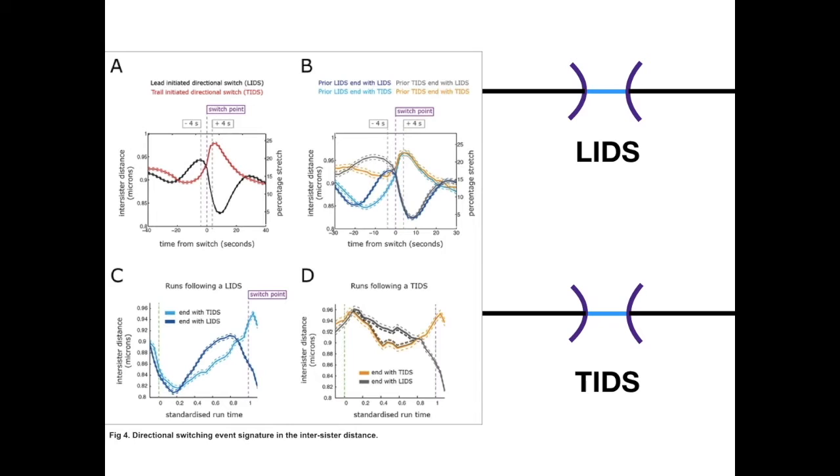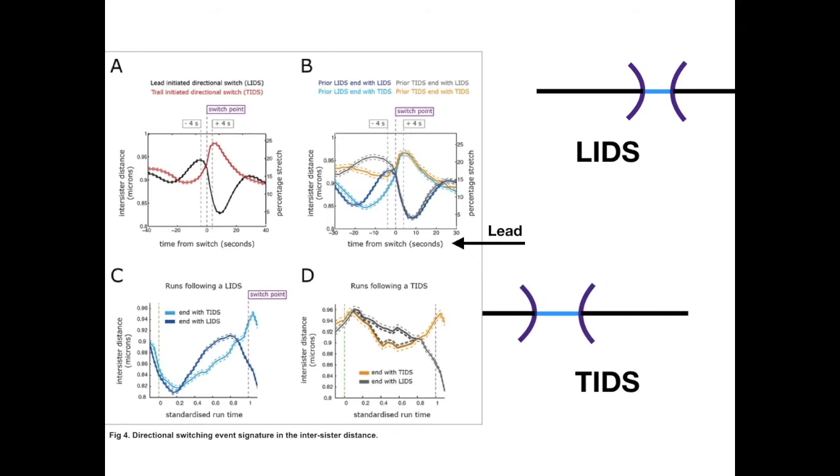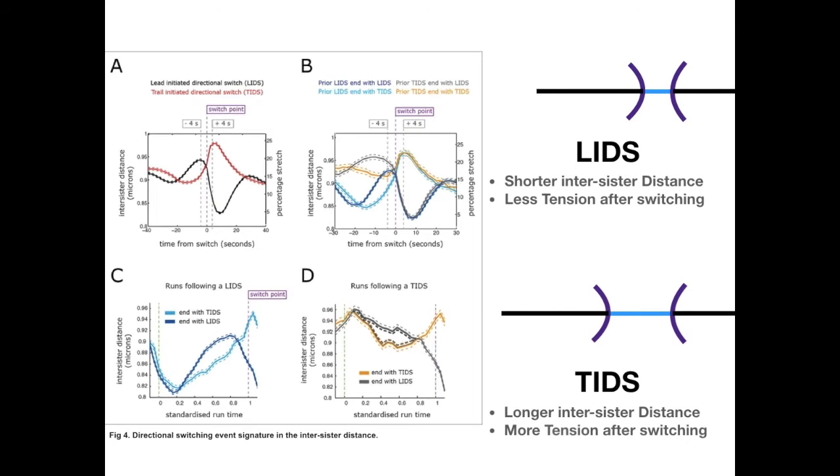Then in figure 4, they show that when the leading sister changes first, there is a lower distance between the two sisters, like this, and when the trailing sister changes first, there is a higher distance between the two sisters, like this. Since the distance between sisters has a positive correlation with the tension between them, LIDs have lower tension between them compared to TIDs.